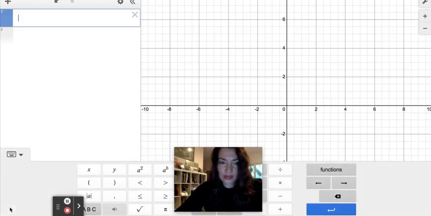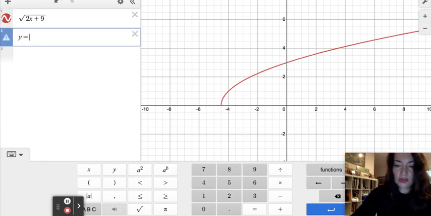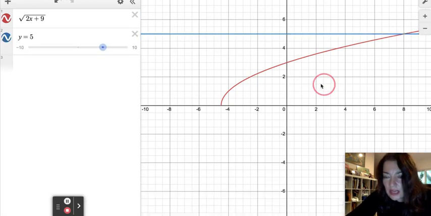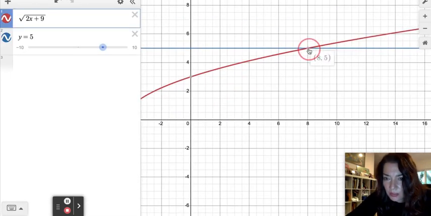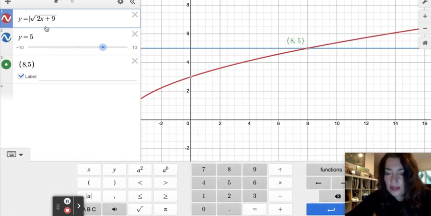All right, so the square root of 2x plus 9, I'm going to write that on the graph. So we can see that the equation of the square root of 2x plus 9 is this following graph. So if I graph the right side, which is y equals 5, we can see that the intersection occurs at this point at 8, 5. So the solution is where the left side intersects the right side. Our left side was square root of 2x plus 9, which is this red curve. That's a square root function. And then y equals 5 is just a horizontal line. The intersection occurs at 8, 5.